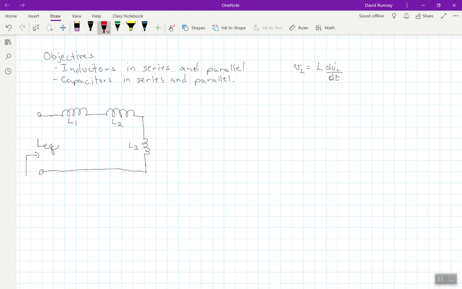Let's go back to resistors. For resistors, of course, voltage is equal to current times resistance. Actually, I'm going to write that slightly differently: resistance times current. And we know that's just Ohm's law. And then we know that resistors in series just add.